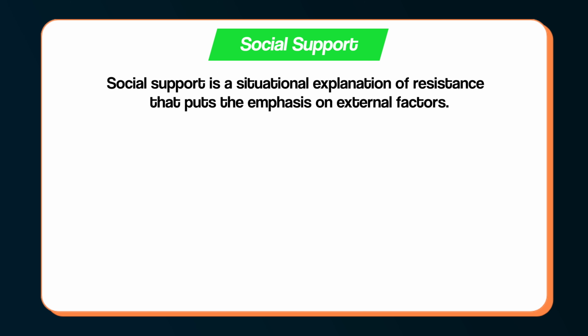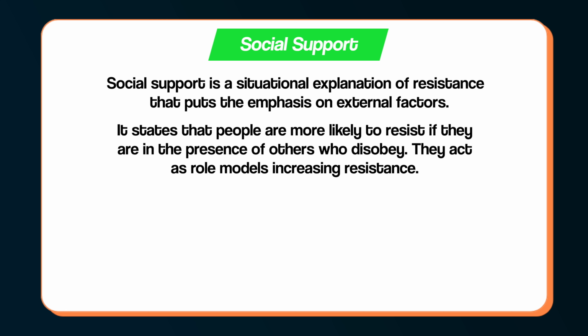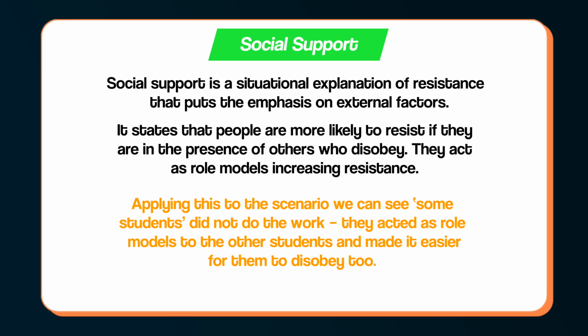In contrast, you could have written about social support. Social support is a situational explanation of resistance that puts the emphasis on external factors. It states that people are more likely to resist if they are in the presence of others who disobey. They act as role models, increasing resistance. Applying this to the scenario, we can see some students did not do the work. They acted as role models to the other students and made it easier for them to disobey too.